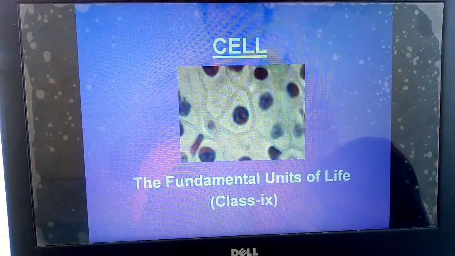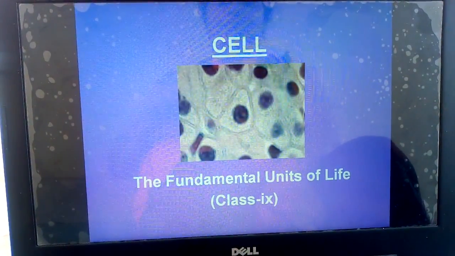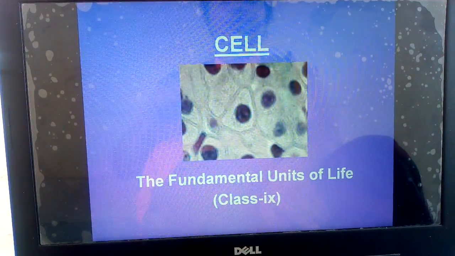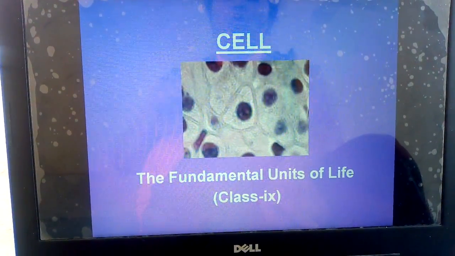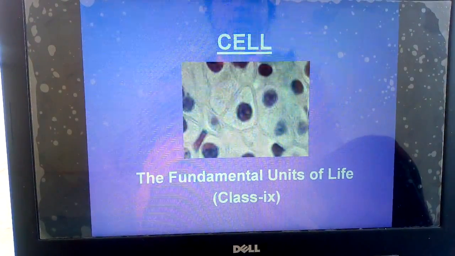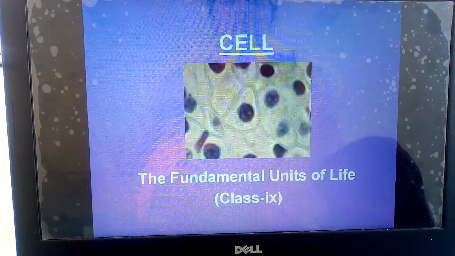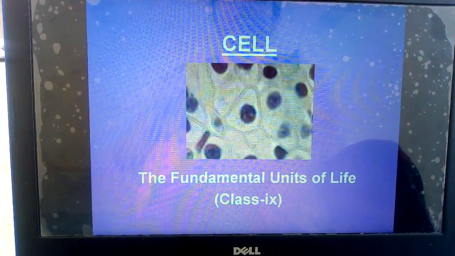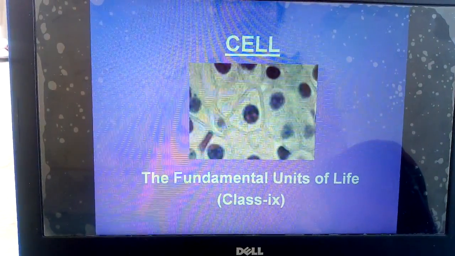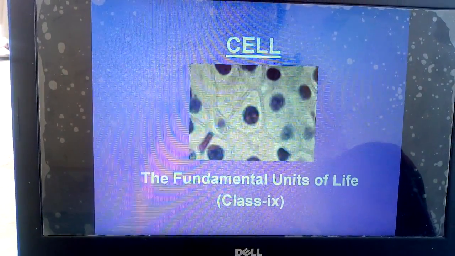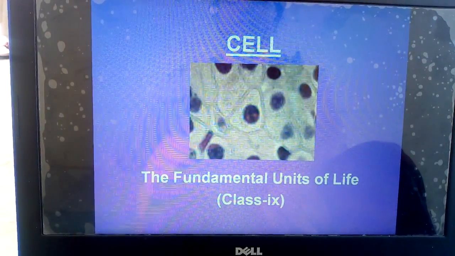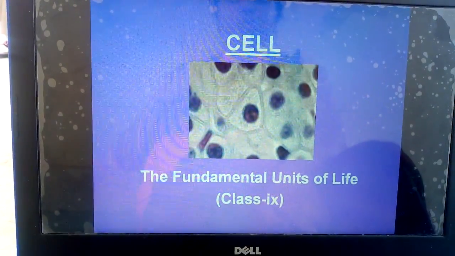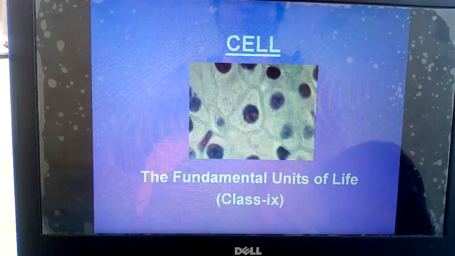Why is it called the functional unit of life? It is called the functional unit of life because it is observed in studies that a cell can perform all the life processes like respiration, digestion, etc. And it can survive alone, like in unicellular organisms. We have studied unicellular organisms as well as multicellular organisms, right? So let's discuss something more about the cell.